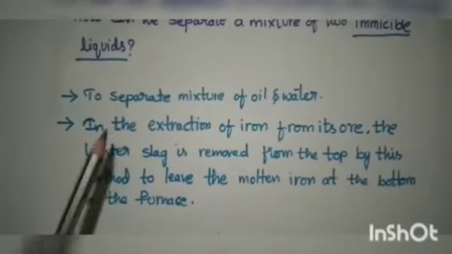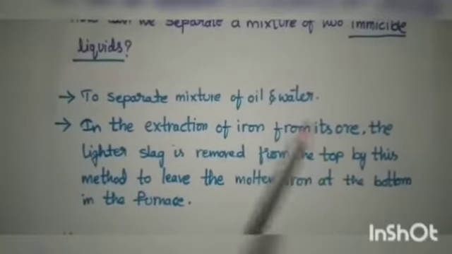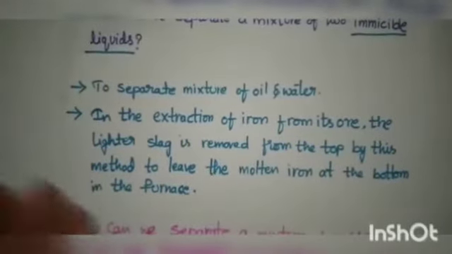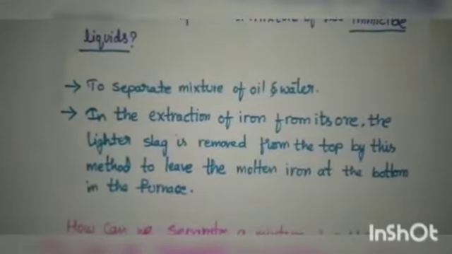And next one is in the extraction of iron from its ore. Okay, iron from its ore, the lighter slag, lighter materials, is removed from the top by this method to leave the molten iron at the bottom in the furnace.